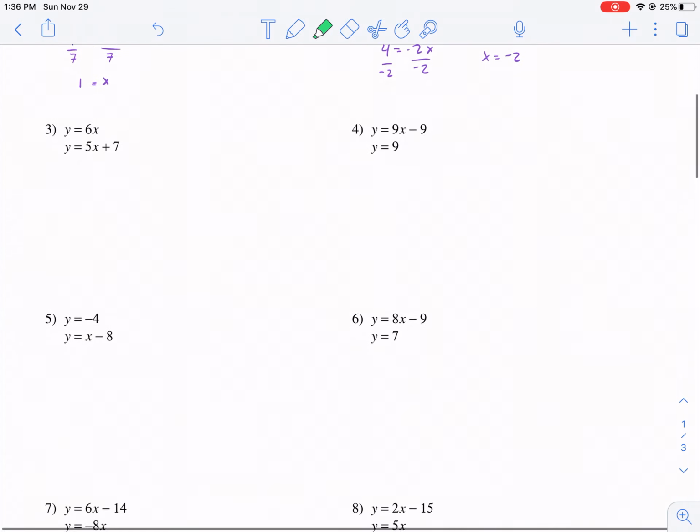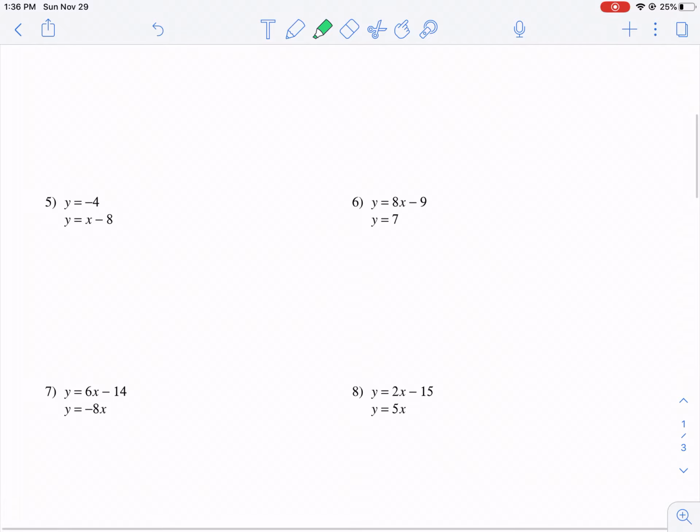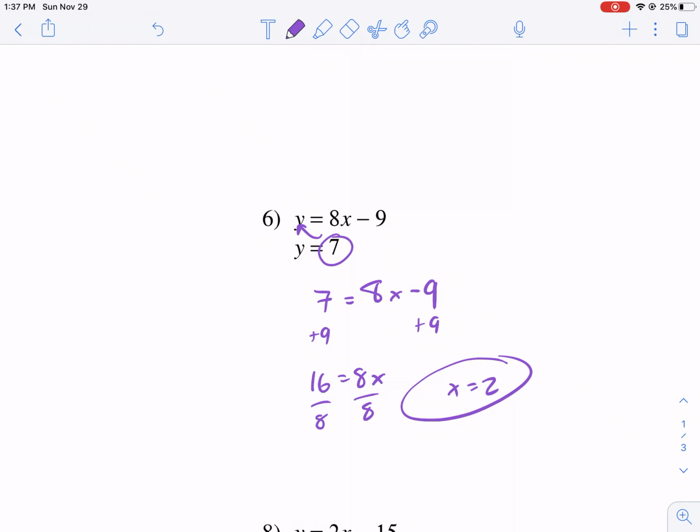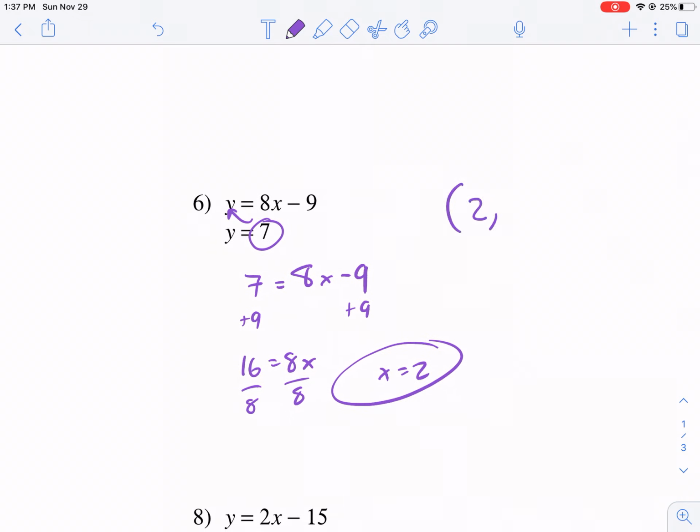All of these so far are going to be very similar. We're just going to plug in these values. Okay, so for number 6, for example, we're going to plug in 7 for y. So instead of writing y, I'm going to write 7 because they're equal. So 7 equals 8x minus 9. I'm going to add 9 to both sides. I get 16 equals 8x. I divide by 8, and I get x equals 2. That's not my answer. My answer is the location, the x and the y value where they meet, and that is 2, 7. It already gave us that y equals 7, so that's one of our answers. And the other one we found after using substitution. We use substitution right here.